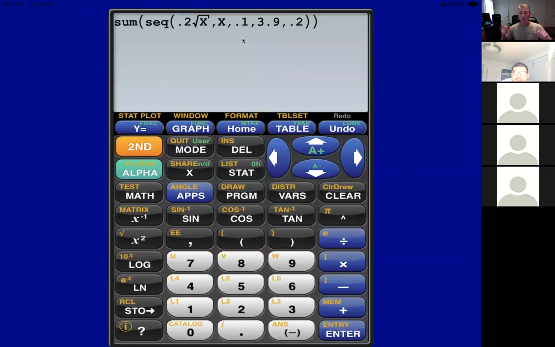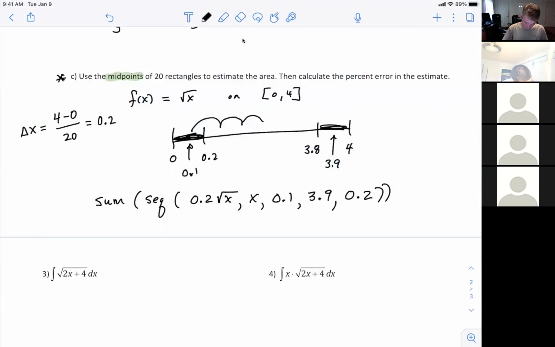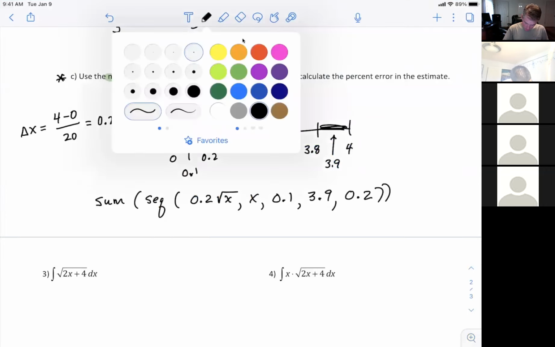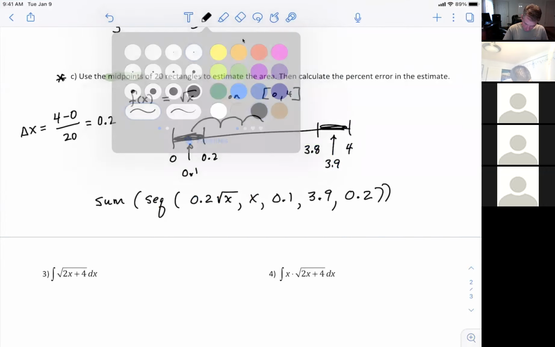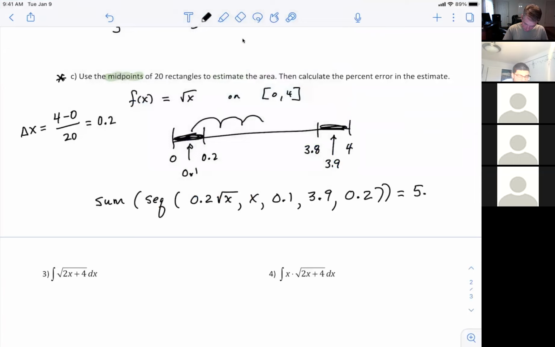And the actual answer is 5.333. How close is the estimate? As far as the first two decimals, it actually got it right. So the estimate is 5.338. So this turned out to be 5.338.